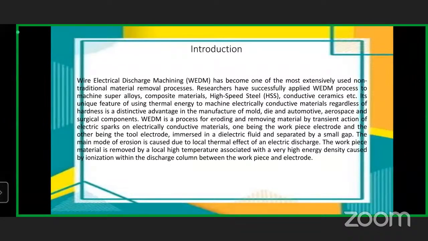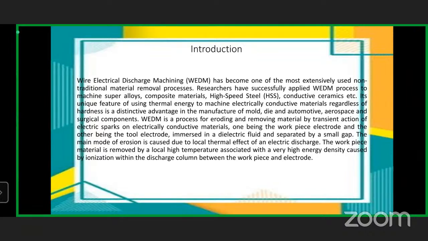Introduction. Wire electrical discharge machining has become one of the most extensively used non-traditional material removal processes. Researchers have successfully applied the wire EDM process to machining superalloys, composite materials, high-speed steel, conductive ceramics, etc. Its unique feature of using thermal energy to machine electrically conductive materials regardless of hardness is a distinctive advantage in the manufacturing of molds, dies, and automotive, aerospace, and surgical components.